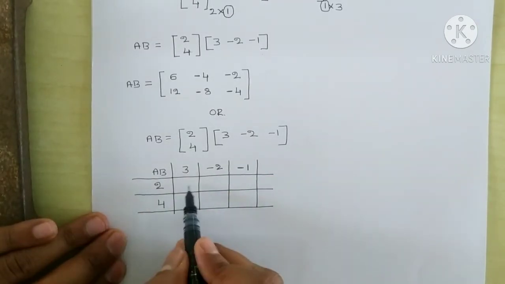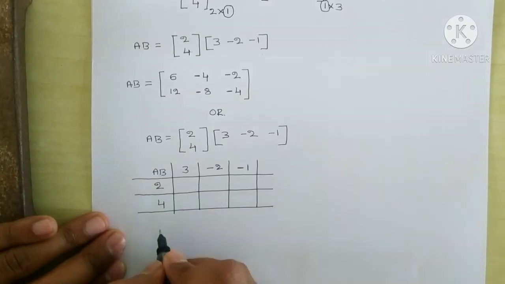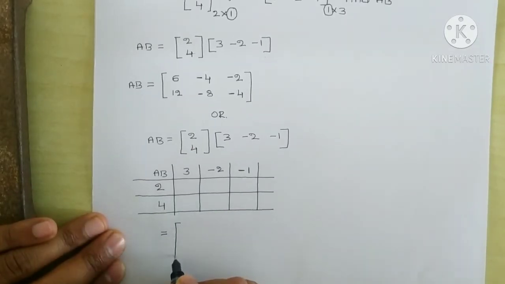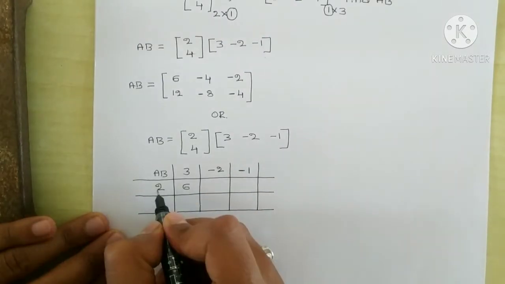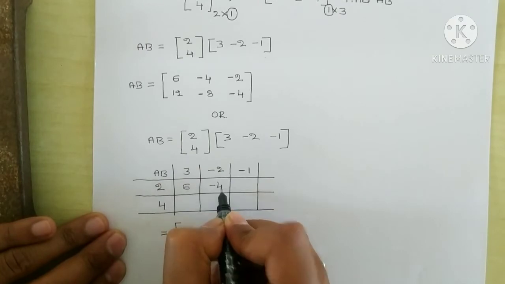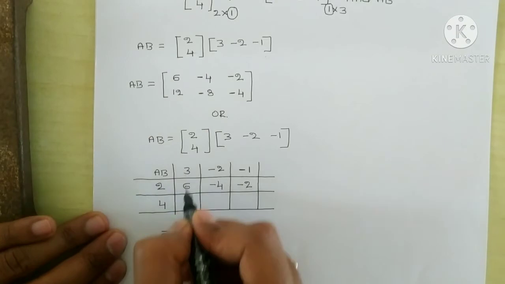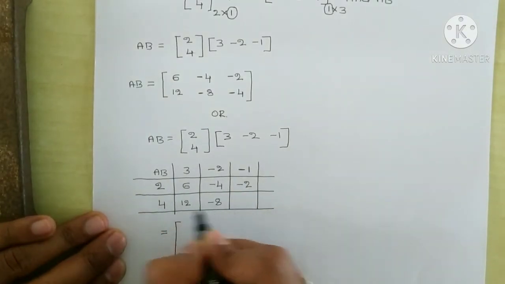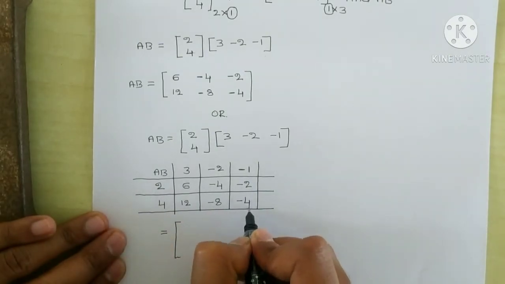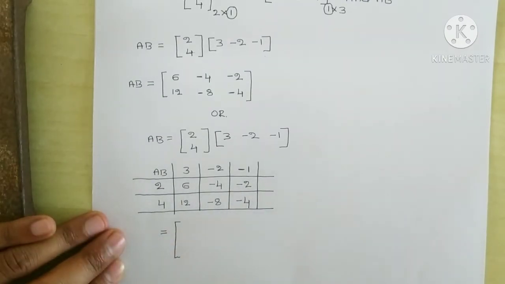So the final answer will come in the boxes. 2 into 3 is 6. 2 into minus 2 is minus 4. 2 into minus 1 is minus 2. 4 into 3 is 12. 4 into minus 2 is minus 8. 4 into minus 1 is minus 4. So what I said, the final answer will come in this pattern only.